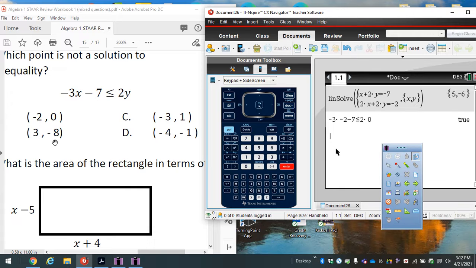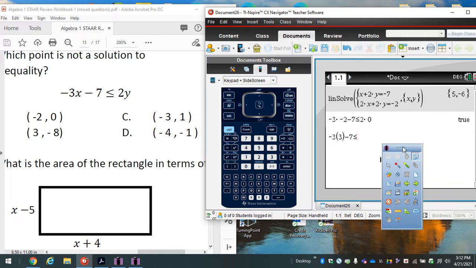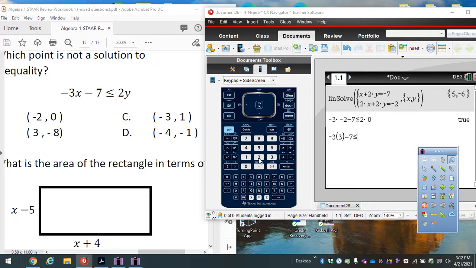Let's try another one. Ready? We want the one that's not it. I totally messed up. Man, you see? -3, parentheses. Leave my x value. 3 minus 7, control equal sign. Same inequality sign. 2 times, what is that, -8? -8. True, so that's another solution, but we want the one that's not.